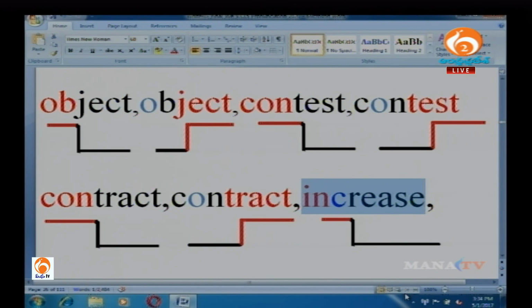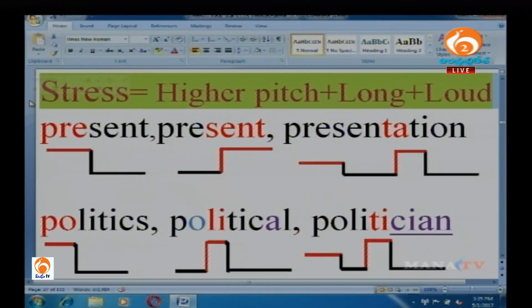That means, let's say, the increase in price. If you use the verb, you have to say, please increase the volume. Okay? That's an example. So what did you learn? Stress. When people say you have to stress this part of the syllable, that simply means you have to go for a higher pitch. How do you make your pitch higher and slightly longer and louder?